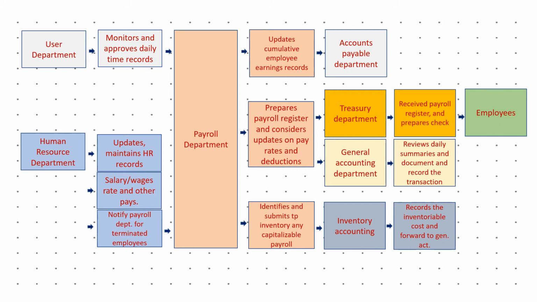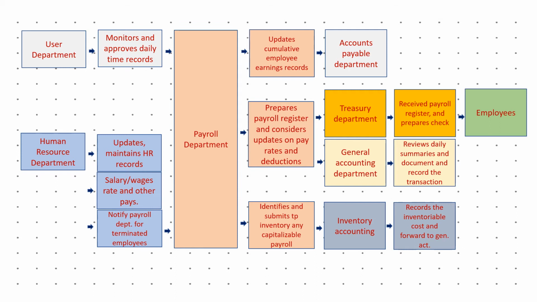Now under the payroll department, after the needed information is passed to them, they will update cumulative employee earnings records, and also prepare the payroll register and consider updates on pay rates and deductions. And the last one is to identify and submit to inventory any capitalizable payroll.